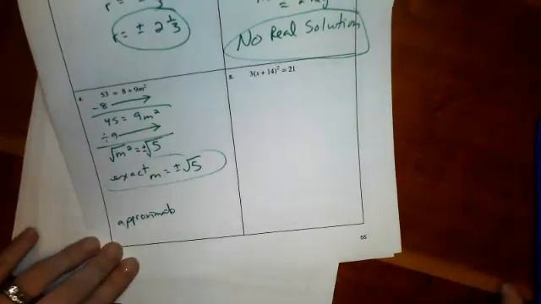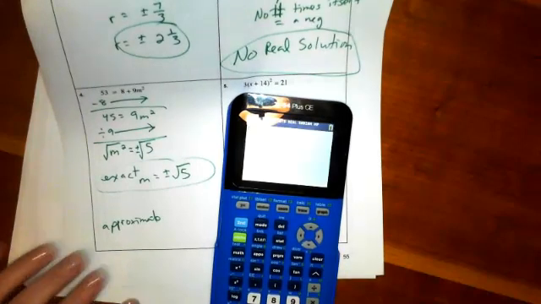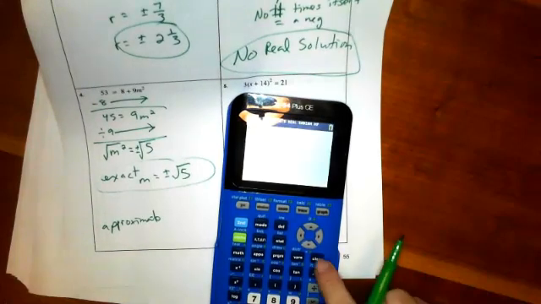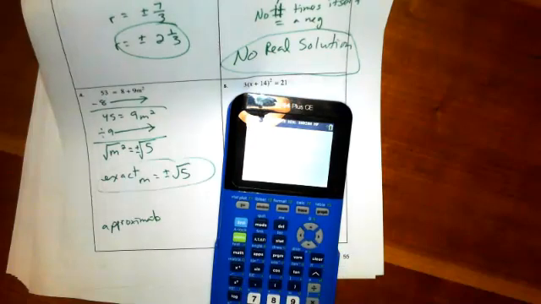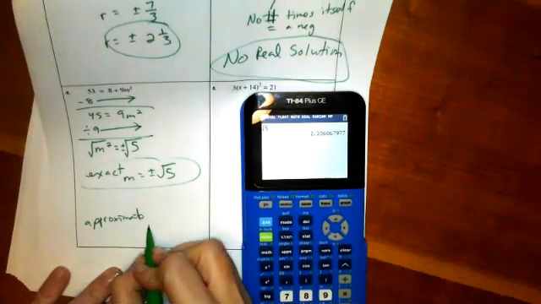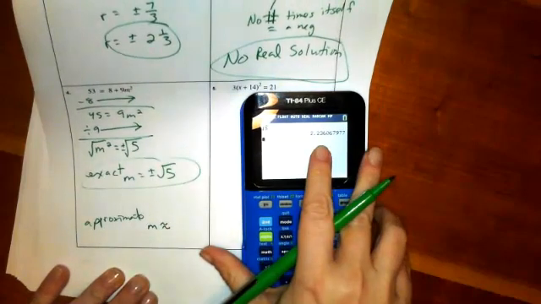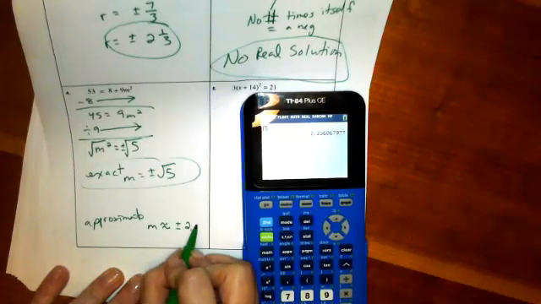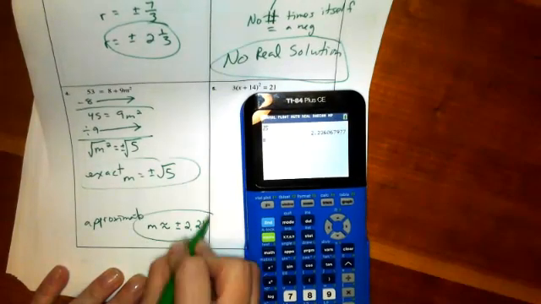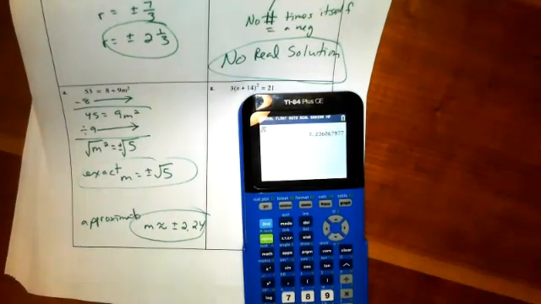Okay, there's my exact answer. Now, for my approximate, this is where your calculators will come in handy. I would pause the video if you don't have your calculator and make sure you have it with you. It's going to be important. So we take the square root of 5 and we'll round it to 2 places. So we're going to get m approximately equals positive or negative 2.24. So 2.24 is our approximate answer. And that's why I said we have technically 4 ways of writing that.